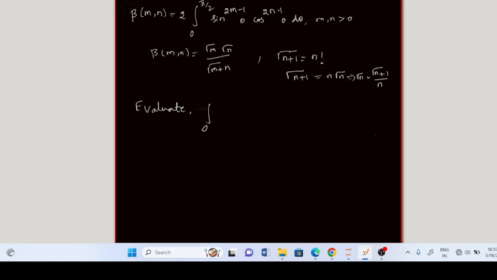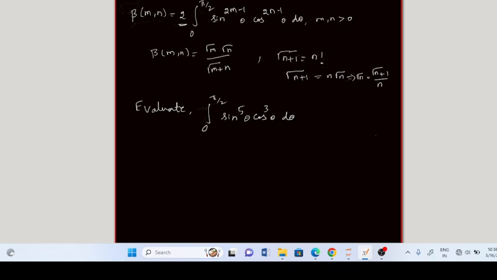Evaluate the integral from 0 to pi by 2 of sine power 5 theta into cos power 3 theta d theta. So here we refer to the definition. Beta of m comma n is there, where 2 times are there. Here we do not have 2.